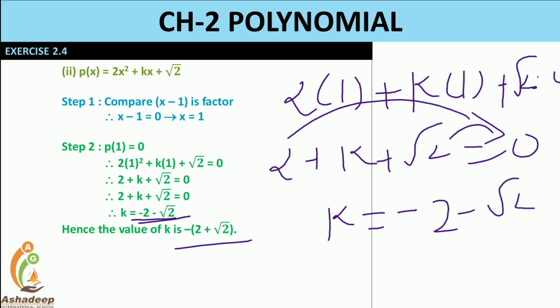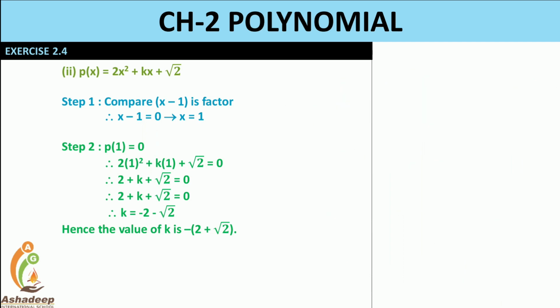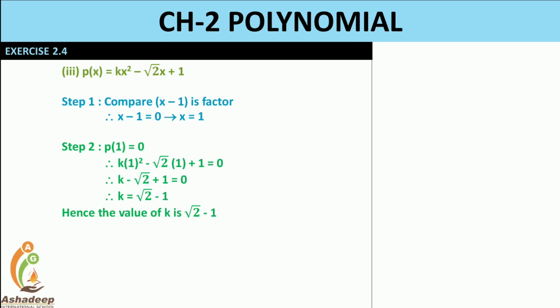Here what I did is take out minus common. If minus is common, each and every sign gets changed. So k is equal to minus in bracket 2 plus root 2. Okay, so that is the value of k. Now let's see another sum.